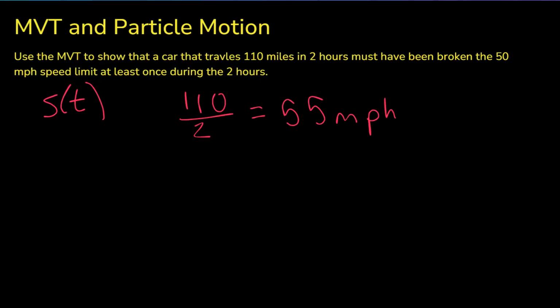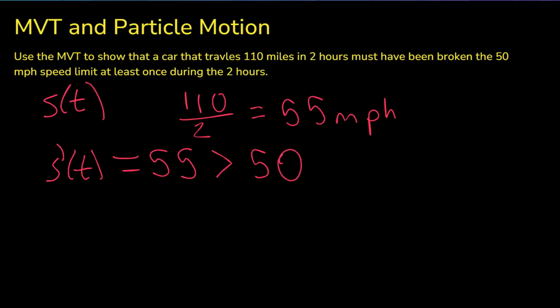Using the mean value theorem, because the function has got to be continuous and differentiable on the interval 0 to 2, there is a time on the interval 0 to 2 hours for which the velocity, or s prime of t, equals 55, which is greater than the 50-mile-an-hour speed limit. So the car had a velocity of 55 miles per hour at least once during the 2-hour time period. Therefore, we know that car broke the speed limit at least once.